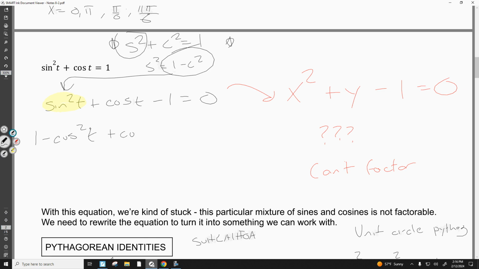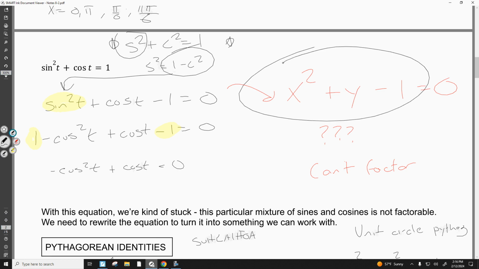Great. We have a positive 1 and a negative 1 all of a sudden disappear. You now have negative cos t plus cos squared t plus cos t equals 0. You've just changed this equation, which is confusing and can't be factored, to this equation, negative y squared plus y equals 0. And you can factor that. You can factor out the y, you can solve, and I'm going to leave the rest of that to you while you do your homework.